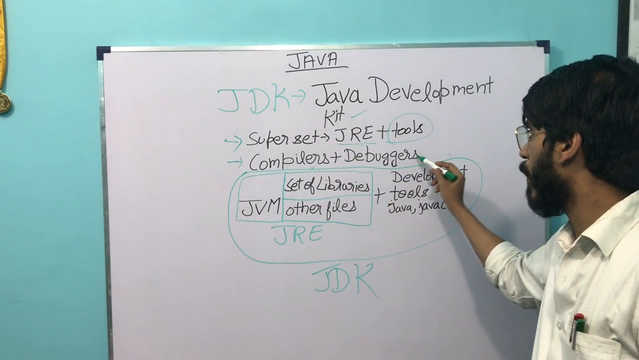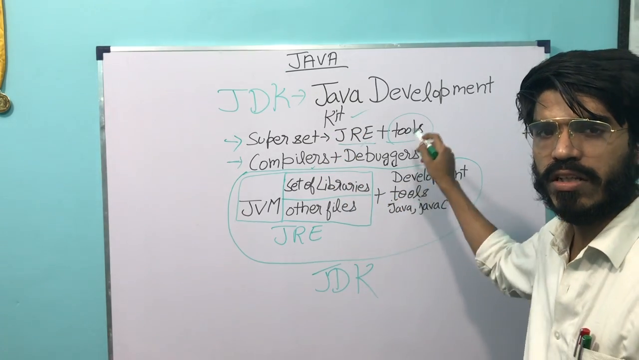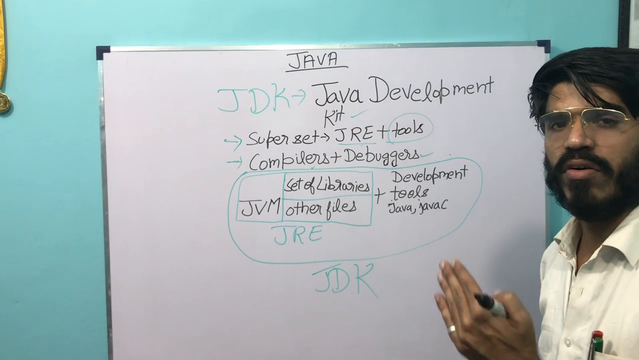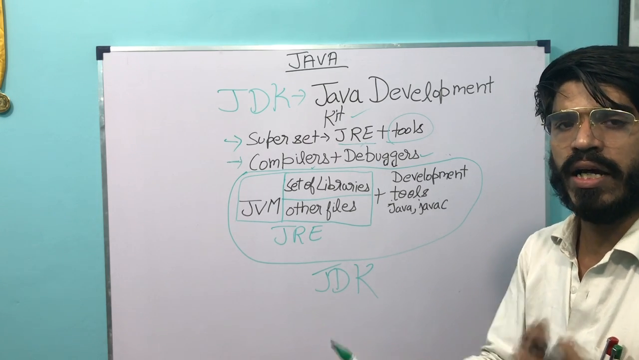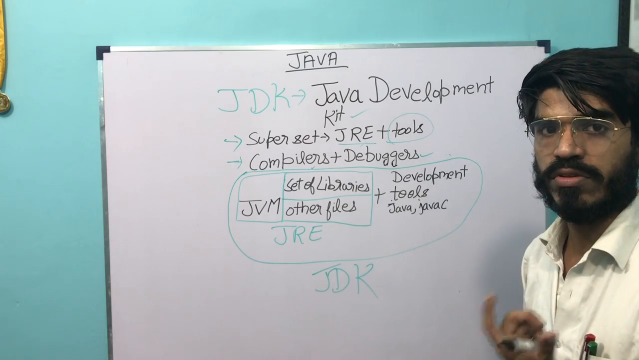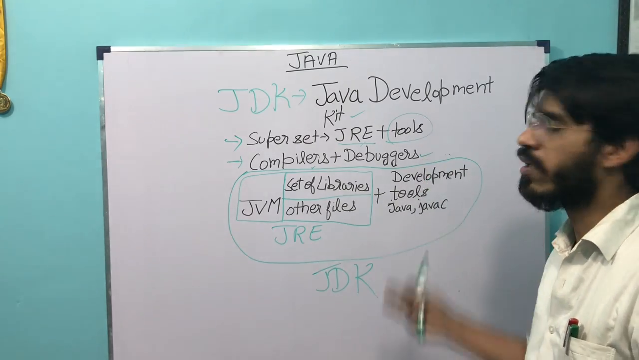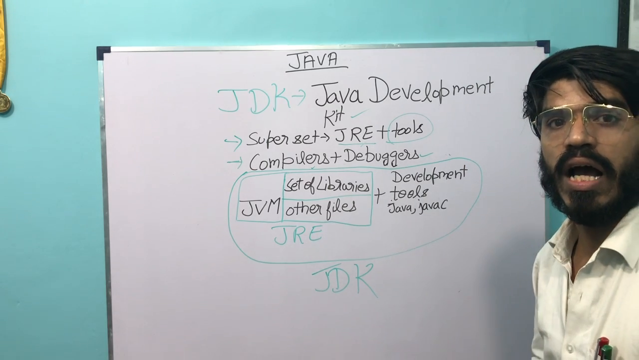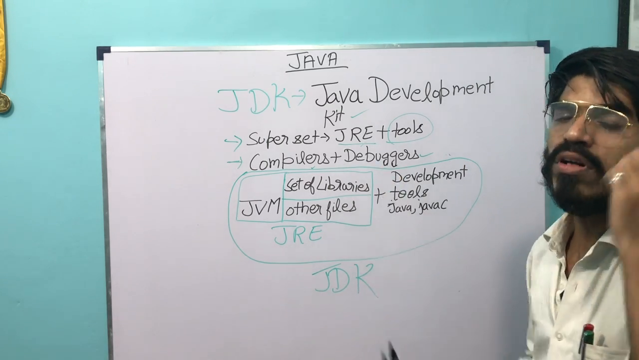It consists of compilers and debuggers. These are some tools to compile the code. Like the Java code you have written, you compile it, and then you will get the byte code which you will run. Debuggers are the tools which are used to check the errors that are in your Java program.